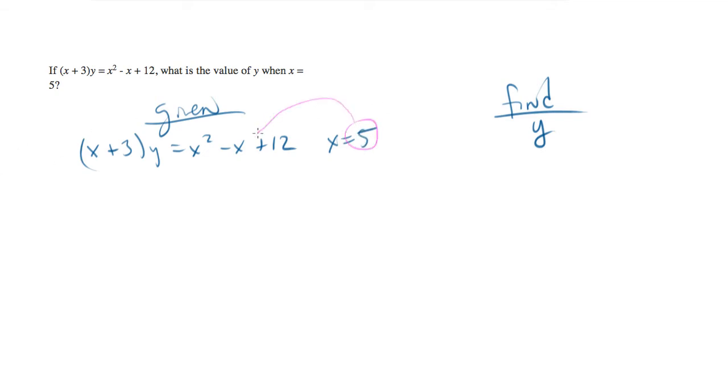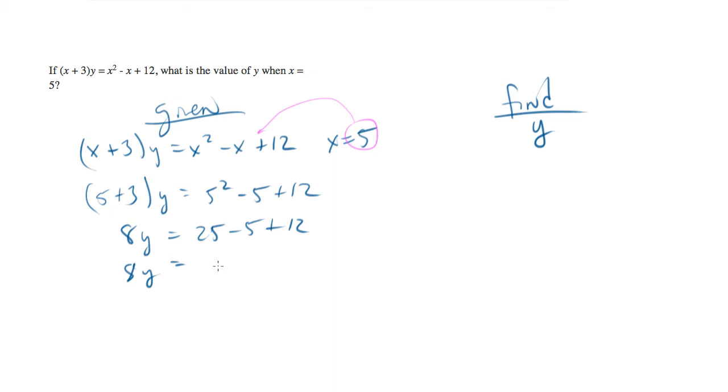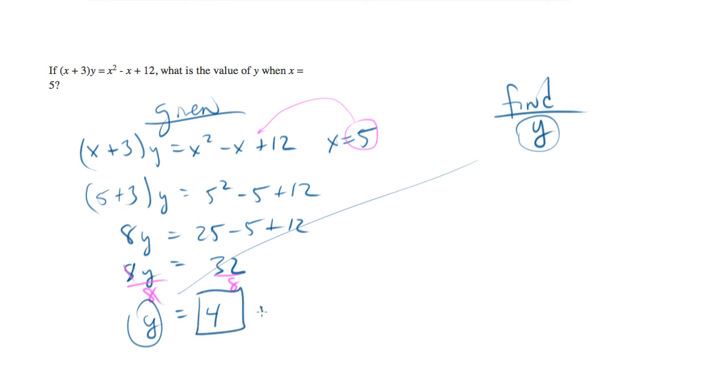Well, let's take the 5 and plug that in for all these x's and see what we get out. We end up with 5 plus 3 times y equals 5 squared minus 5 plus 12. So that's 8y equals 25 minus 5 plus 12. That is 32. And let's divide both sides by 8. And we end up with y equals 4. And we have a match. Yes, the answer is 4, which is what you'd plug in.